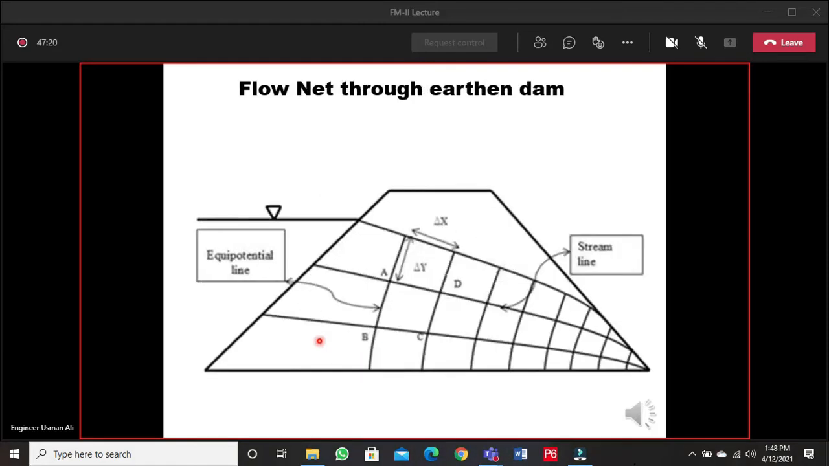Another practical example is the flow net through the earth dam. We need to find the seepage through the dam body. So again you see these are the flow lines, and these are the equipotential lines that we make. And this is how we make a flow net, and we can find the seepage flow.